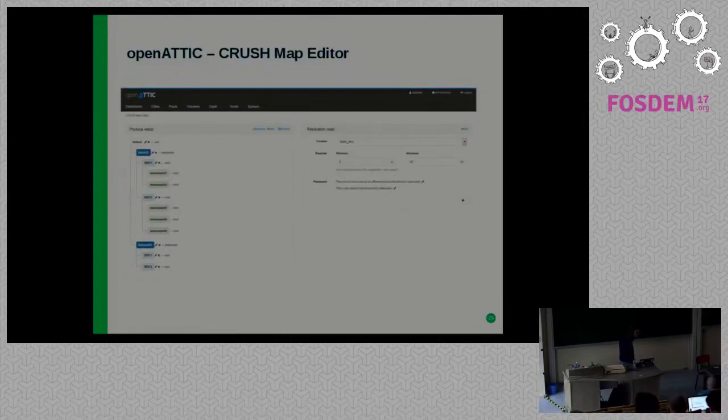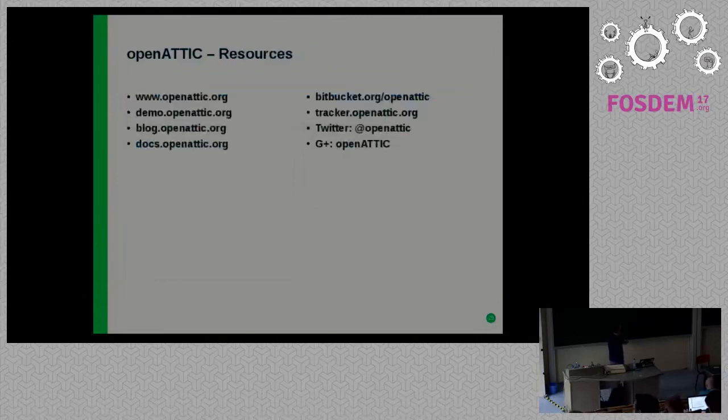So, that's the crush map editor, as I said. Basically, you see a visualization of the topology, and you're able to drag nodes around it. You can add new nodes, change the properties here. And with that, I'm already at my link list.